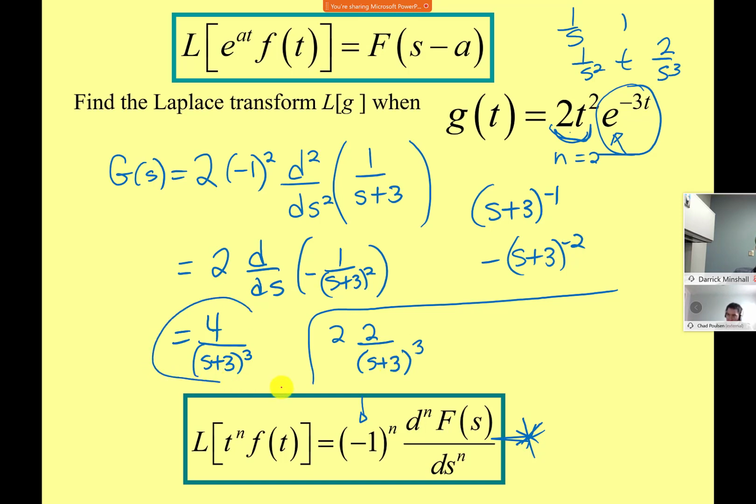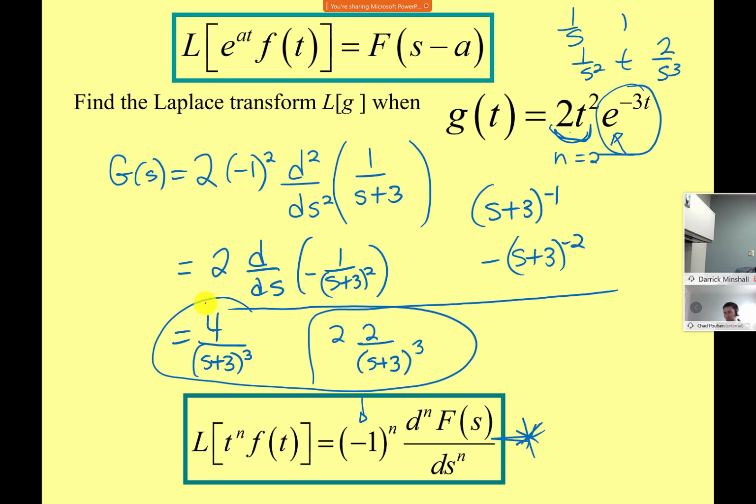Well, look, we got it both ways, and I think the shifting theorem was definitely easier. But bottom line, the important thing to see here is they both work. If you see this and say, okay, it's a t to a power and a function, and you use the multiplier rule, it works. If you say, oh, this is a function of t and an exponential, you can use the shifting theorem, and it works. They both give us equivalent things.